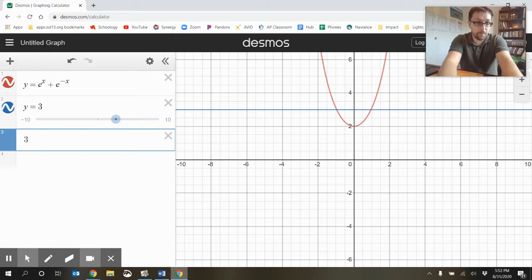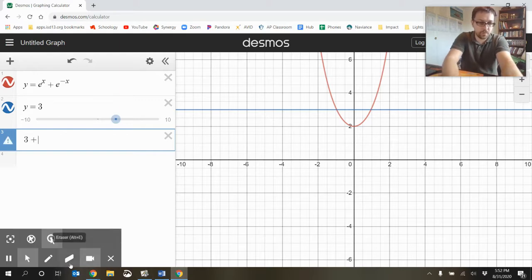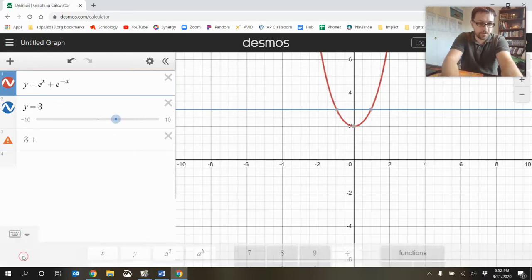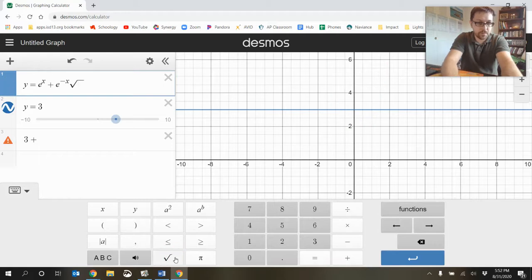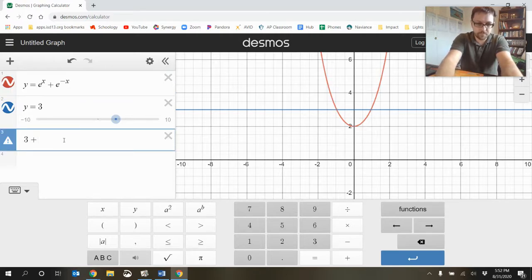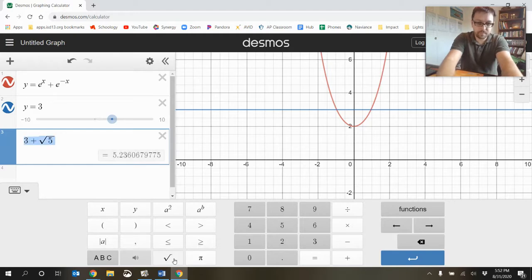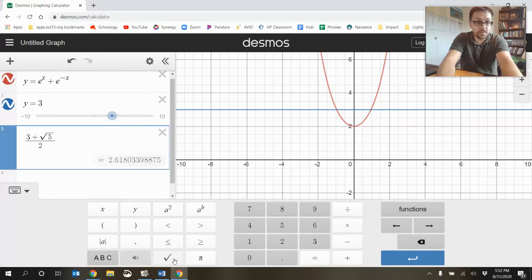So we get 3 plus, I need a square root. Can you get out of the way, tools? I don't need you right now. Why would you go up there? I don't need you up there. Divided by 2.